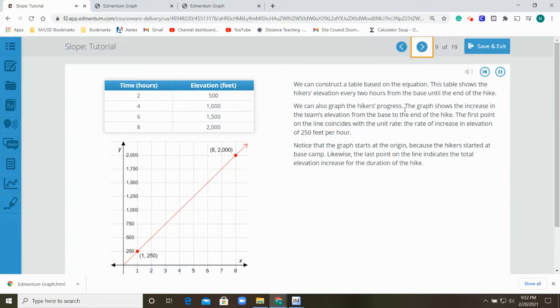We can construct a table based on the equation. This table shows the hiker's elevation every 2 hours from the base until the end of the hike. We can also graph the hiker's progress. The graph shows the increase in the team's elevation from the base to the end of the hike. The first point on the line coincides with the unit rate, the rate of increase in elevation of 250 feet per hour. Notice that the graph starts at the origin because the hikers started at base camp. Likewise, the last point on the line indicates the total elevation increase for the duration of the hike.